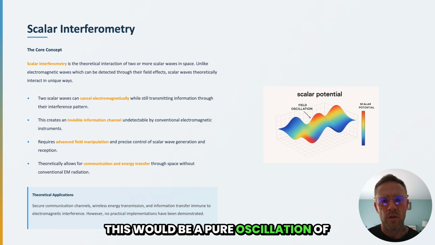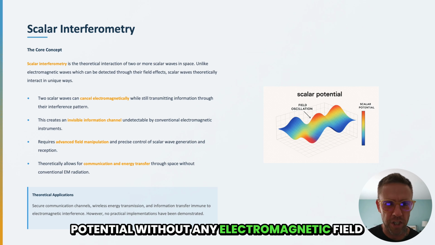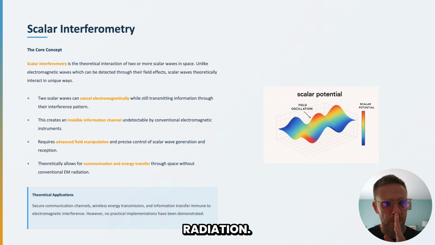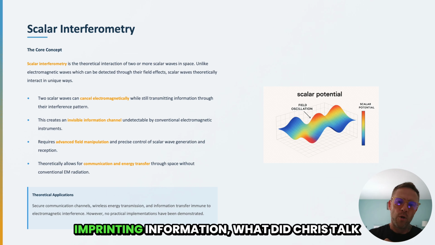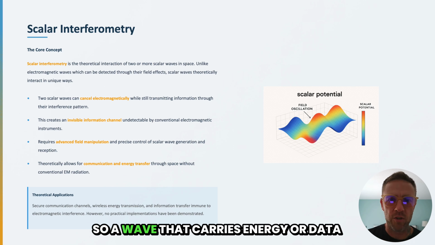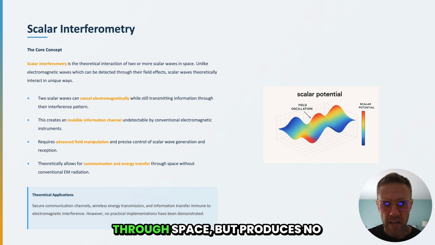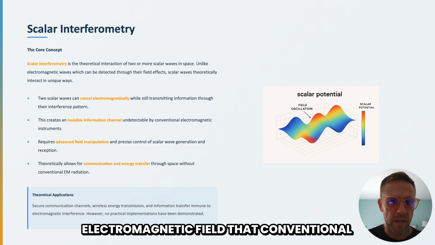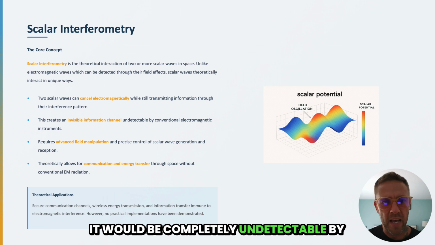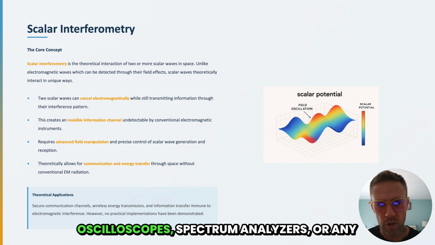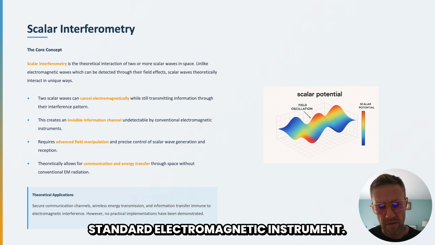This would be a pure oscillation of potential without any electromagnetic field radiation. The result would be an invisible information channel. Aha! Imprinting information. What did Chris talk about a little bit ago? So a wave that carries energy or data through space but produces no electromagnetic field that conventional detectors could measure. It would be completely undetectable by oscilloscopes, spectrum analyzers, or any standard electromagnetic instrument.